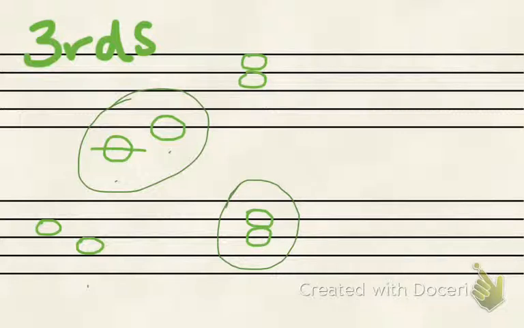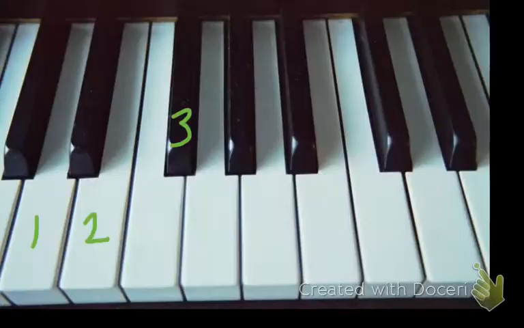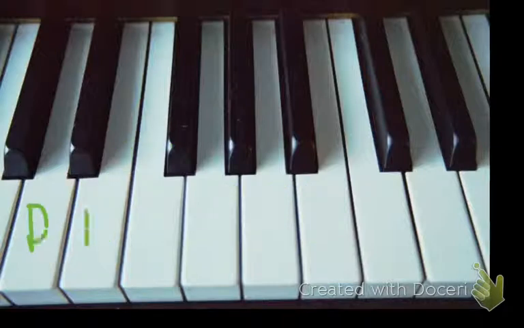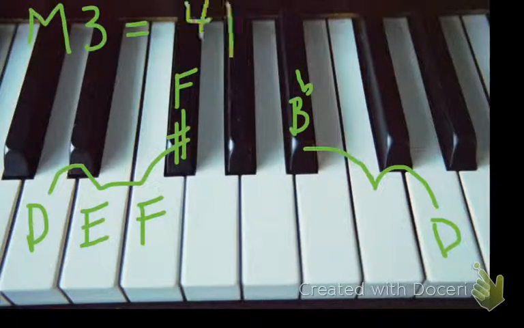Notice that I have skipped a space note right there in the middle. So I'm going from one line to the very next line, or a space note to the very next space. And they can go down, or they can go up, or they can be played at the same time. On the keyboard, looking at a third, I am moving three letter names away, and in this case notice my thirds, from D to F sharp, from B flat to D.